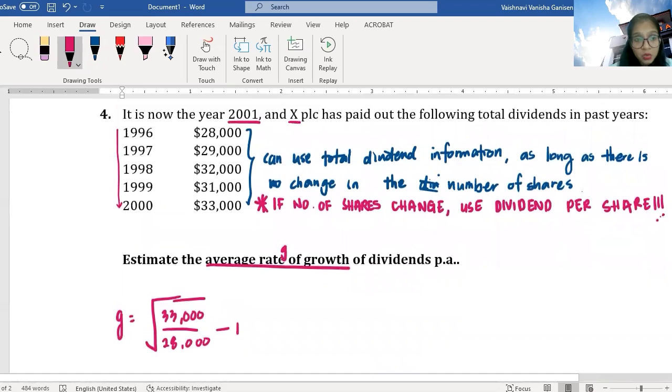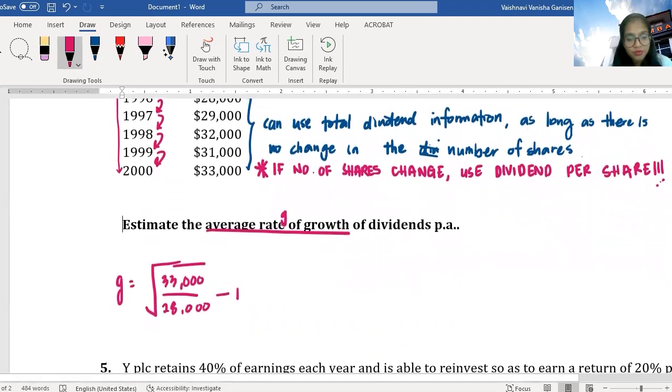So to find the power, 1, 2, 3, 4. Okay, so to the power of 4 equals 33,000 over 28,000. For here, answer minus 1. So guys, did you get 4.2% growth? Yeah.